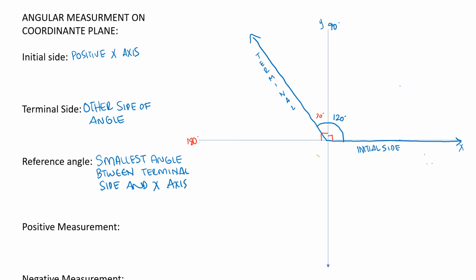One way to find the measurement here is to say, okay, this is 30 degrees. That would mean that this missing part right here has to be 60 degrees, because I know that together these make a right angle, 30 and 60. So my 120 degree angle has a 60 degree reference angle. The reference angle, A-N-G-L-E. Let's look at another angle here.